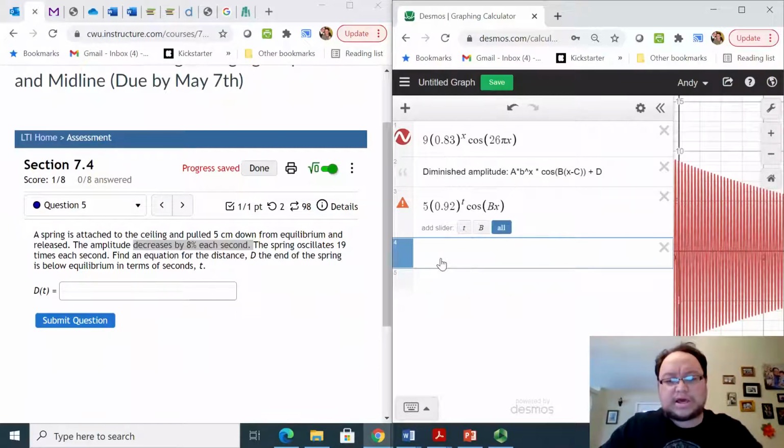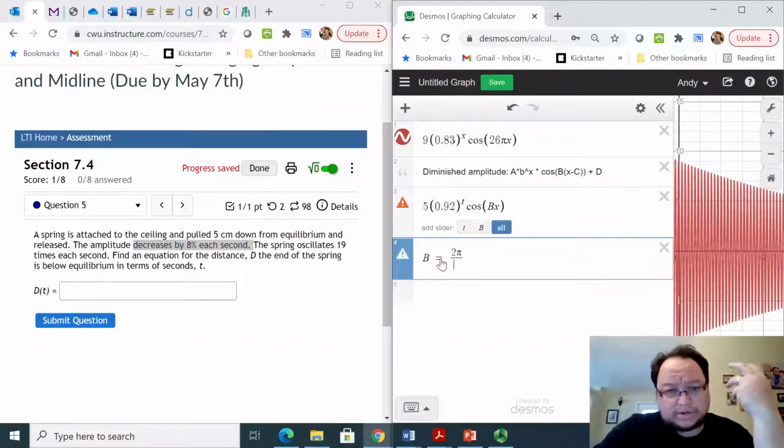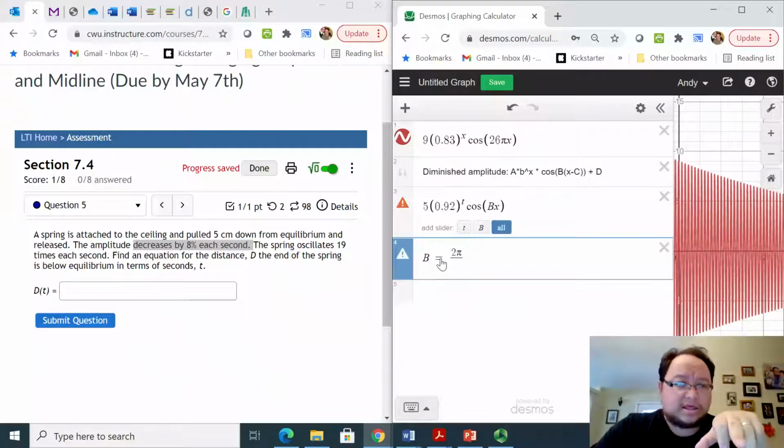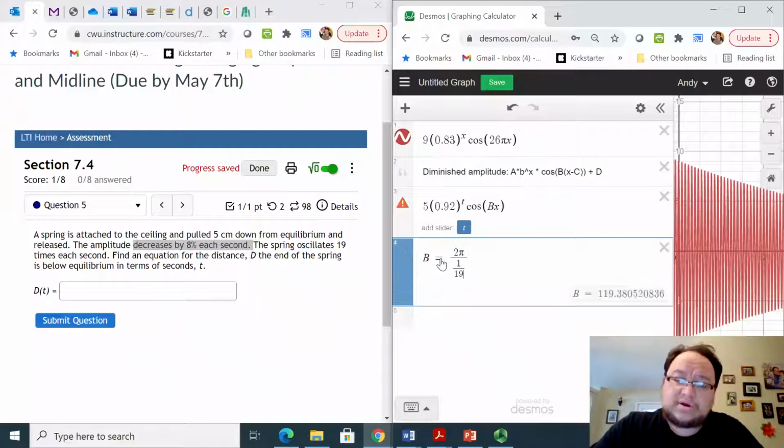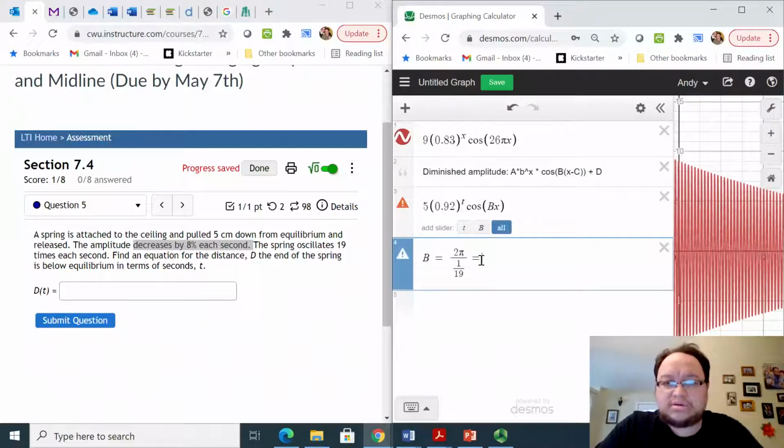So if we were to look at how b relates to these trigonometric functions, we have our regular period, which is 2 pi, and then the amount that it takes to cycle through. In this case, it oscillates 19 times each second, so I'm going to call that 1/19 there. I could do the math on this, and it'll cause it to be 2 pi divided by 1/19, or times 19, which means what I need to have here is 38 pi for b.